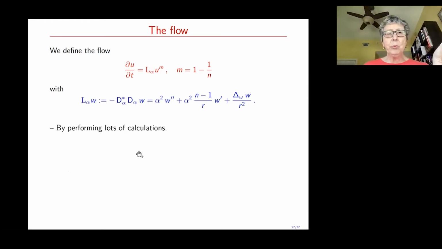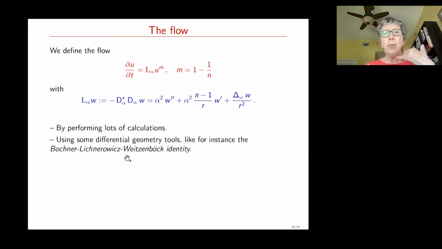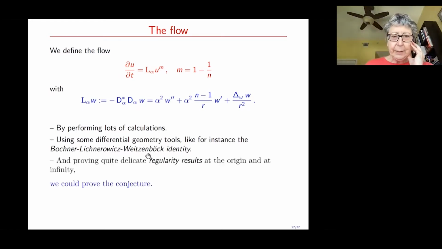And by performing lots of calculations, by using a lot of differential geometry tools we needed in the proof, in particular, for example, the very well-known Bochner-Lichnerowicz-Weitzenböck identity, which relates the Hessian to curvature, Ricci curvature, and things like that. And finally, by proving quite delicate regularity results at the origin and at infinity, we could prove the conjecture.